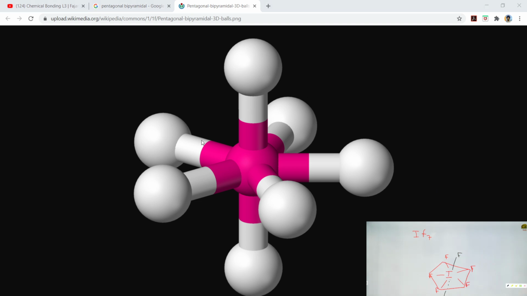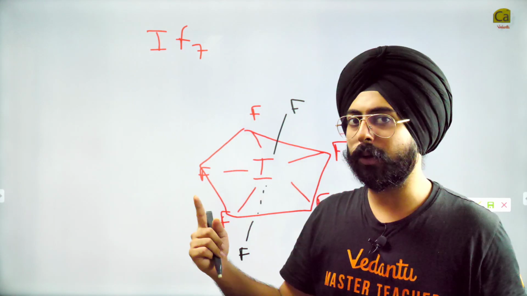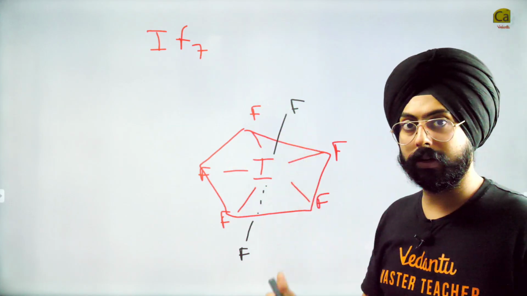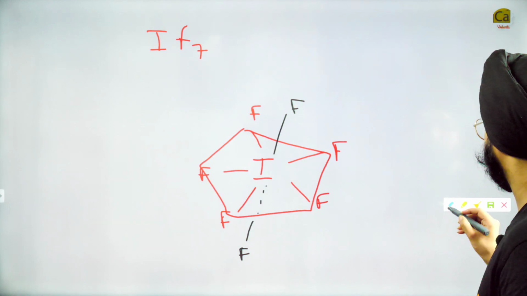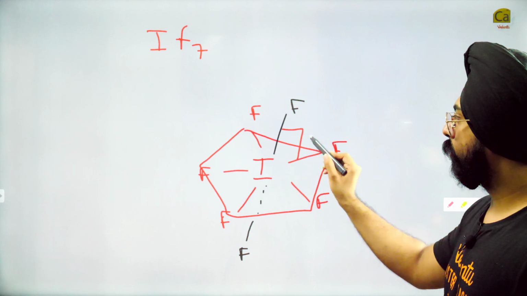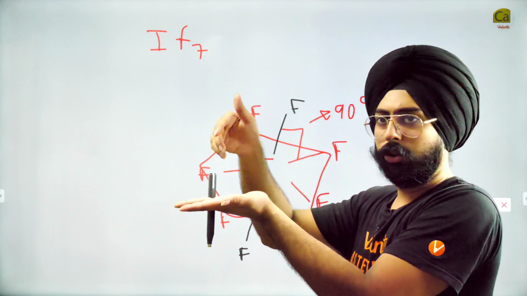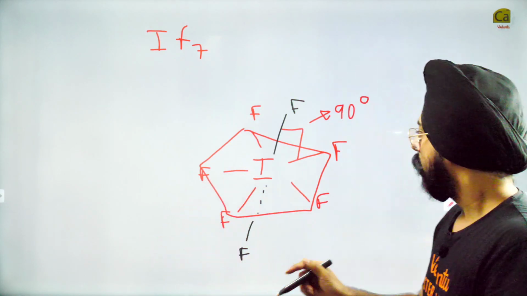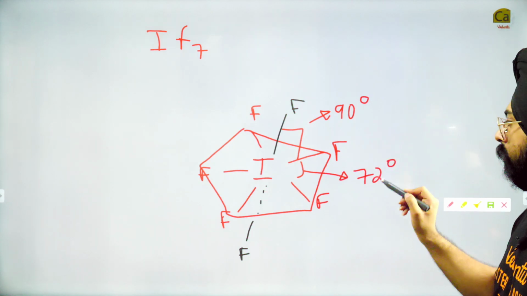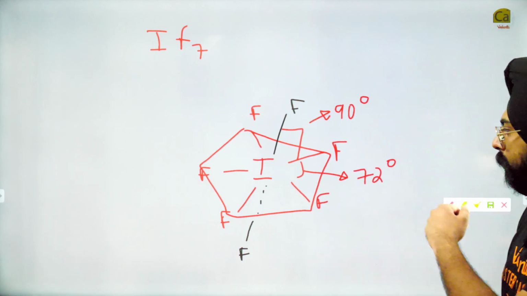Now since this is a pentagonal bipyramidal, it means that the axis and equator have different configurations. Axis will have different angles, equator will have different angles. The angles are very simple to understand. The angle between the axial and equatorial will be 90 degrees. There is a pentagon and a protrusion on the top, so this angle is always going to be 90 degrees. This angle will be 72 degrees, isn't it? 360 divided by 5. So this also came out very simple.